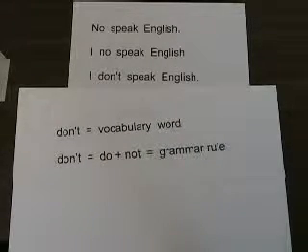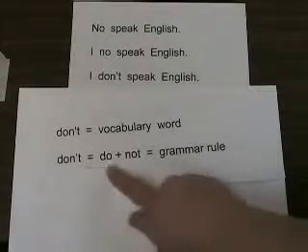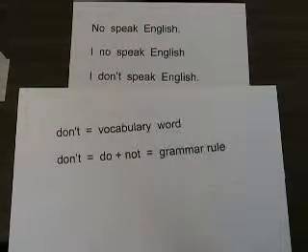So she makes mistakes and overuses don't, saying also, he don't speak English and I don't can drive. At this point in her language acquisition, don't is a single vocabulary word for making negatives, not a contraction produced by do plus not.